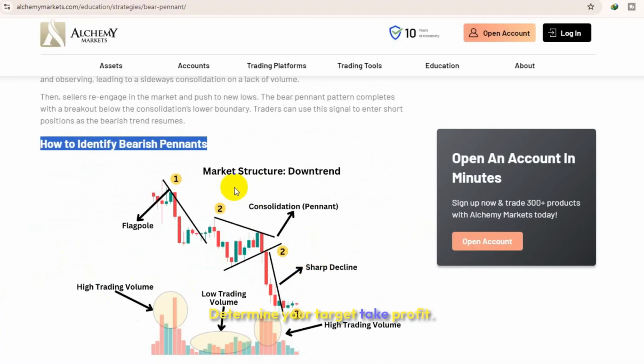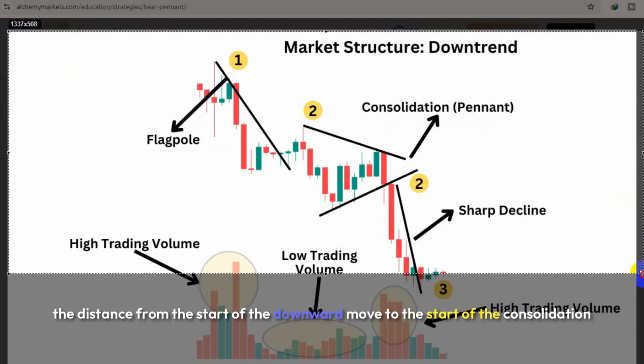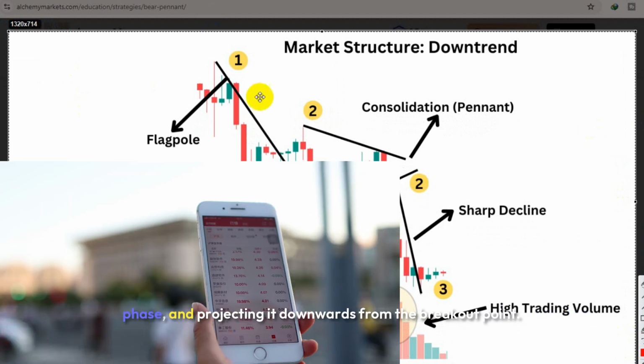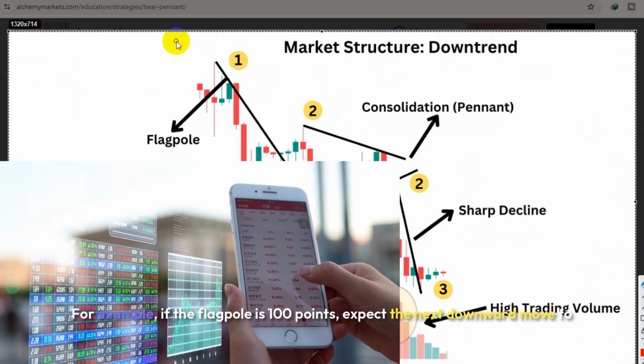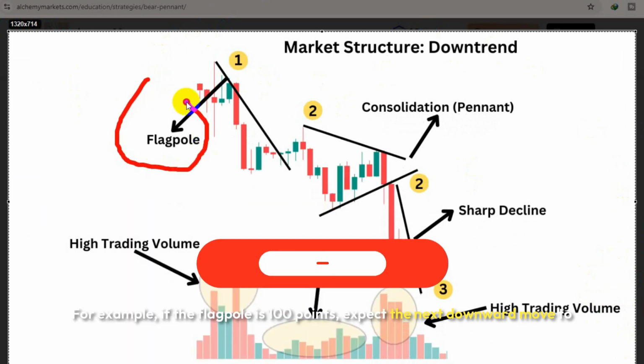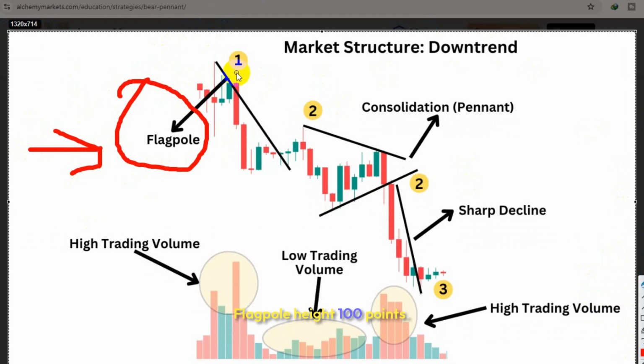Determine your target, take profit. The target price is calculated by taking the length of the flagpole, the distance from the start of the downward move to the start of the consolidation phase, and projecting it downwards from the breakout point. For example, if the flagpole is 100 points, expect the next downward move to be around the same size. Example: flagpole height, 100 points. Breakout point, $200. Target, $200 minus 100 points equals $100.